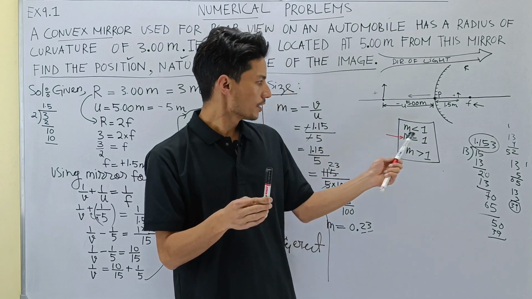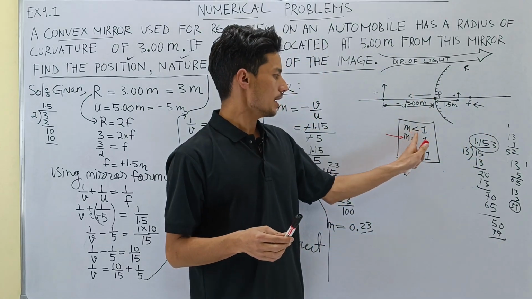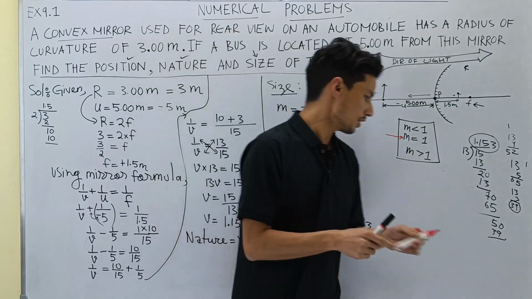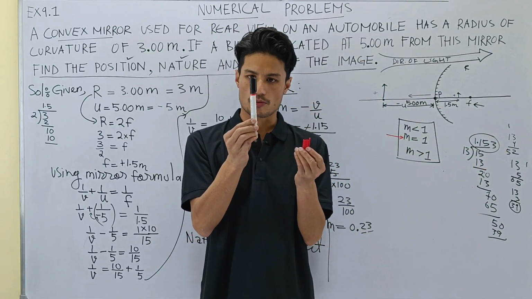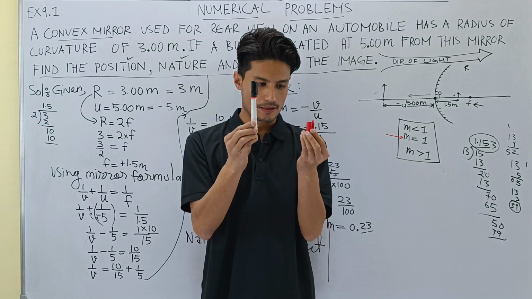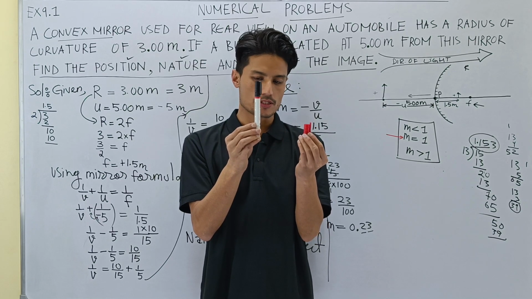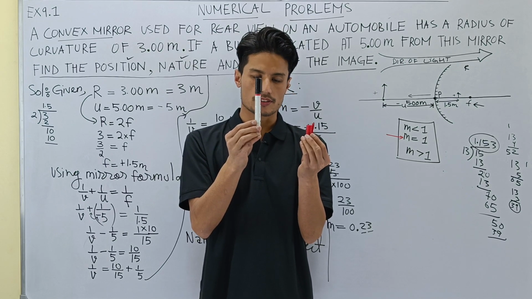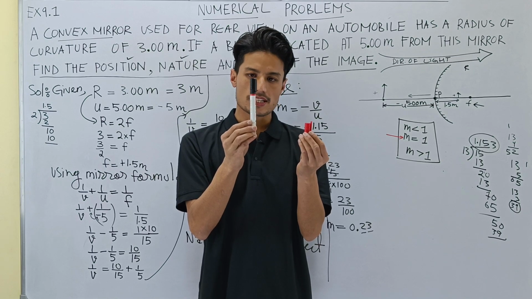Then if m is less than 1, what does it mean? If magnification is less than 1, the story will be somewhat like this. Remember, this is the object. I am not changing the object. Now the image is here. This is what magnification less than 1 means: the image is smaller, the object is taller.